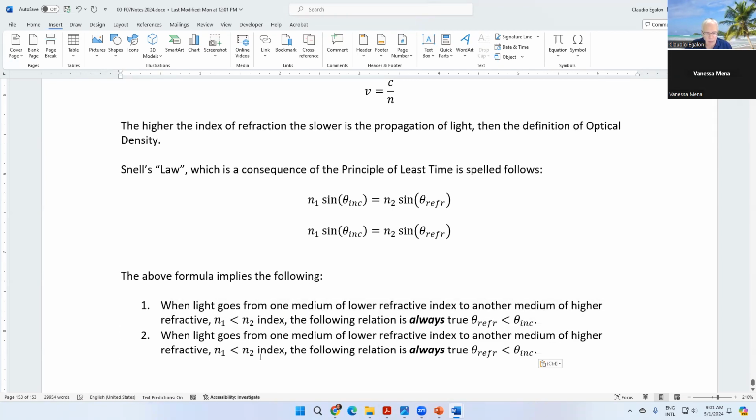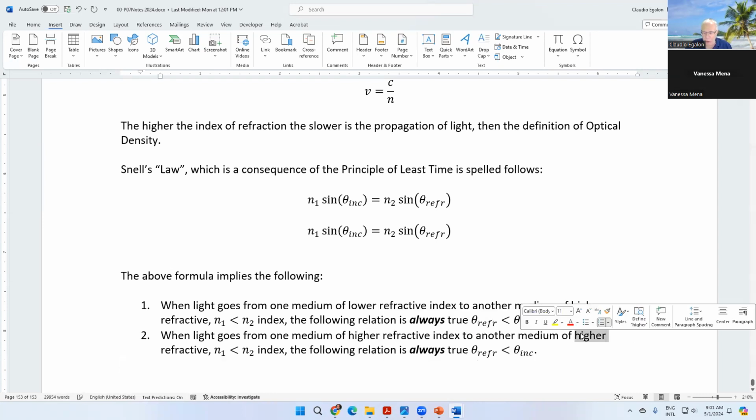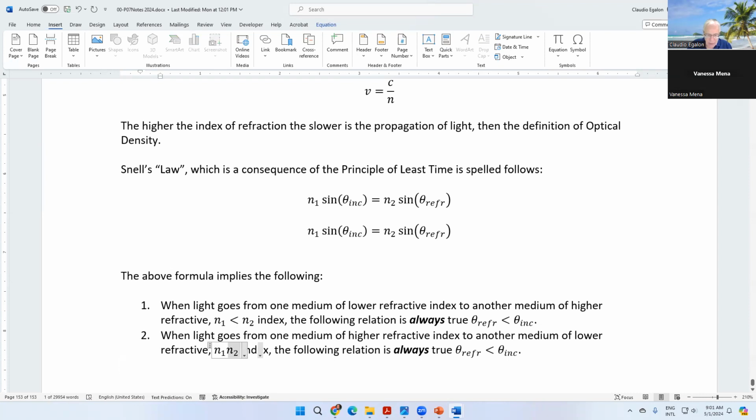And we can have the opposite too. When light goes from one medium of higher refractive index to another medium of lower refractive index, we're going to invert, and the following relation will always be true as well. Here too, less or equal and greater or equal. Very important, we have this equality as well.